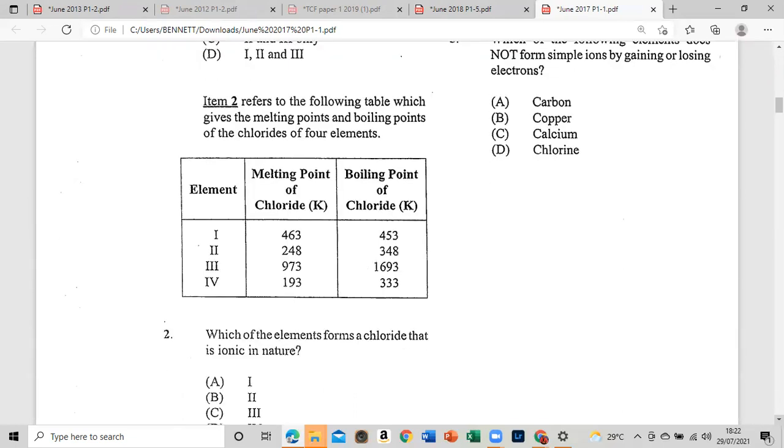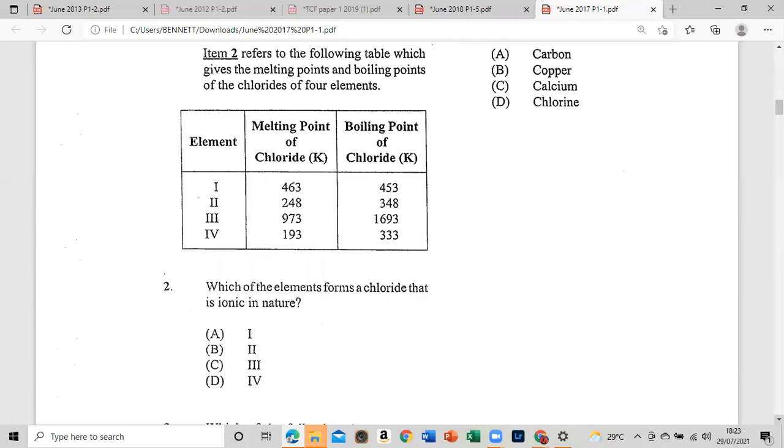Item 2 refers to the following table, which gives the melting points and the boiling points of chlorides of 4 elements. And here we go. Each of the elements forms a chloride that is ionic in nature. So let's inspect them. Melting points of chlorides, boiling points of chlorides. Which of the elements forms a chloride that is ionic in nature? Is it 1, 2, or 3? And that is C3.